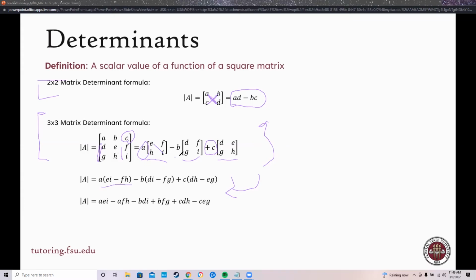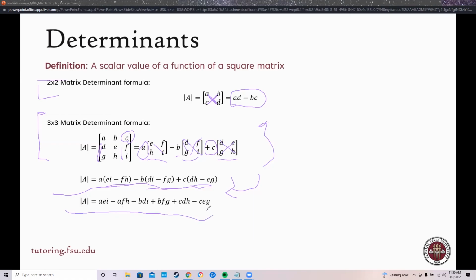Similarly, I'd have B, in parentheses, D times I minus F times G, like we do here. And once more, we would have plus C, in parentheses, D times H minus E times G, which I have here. Once it's there, it's a matter of distributing and simplifying. Because we kept it all general, it ends up being this big general thing.